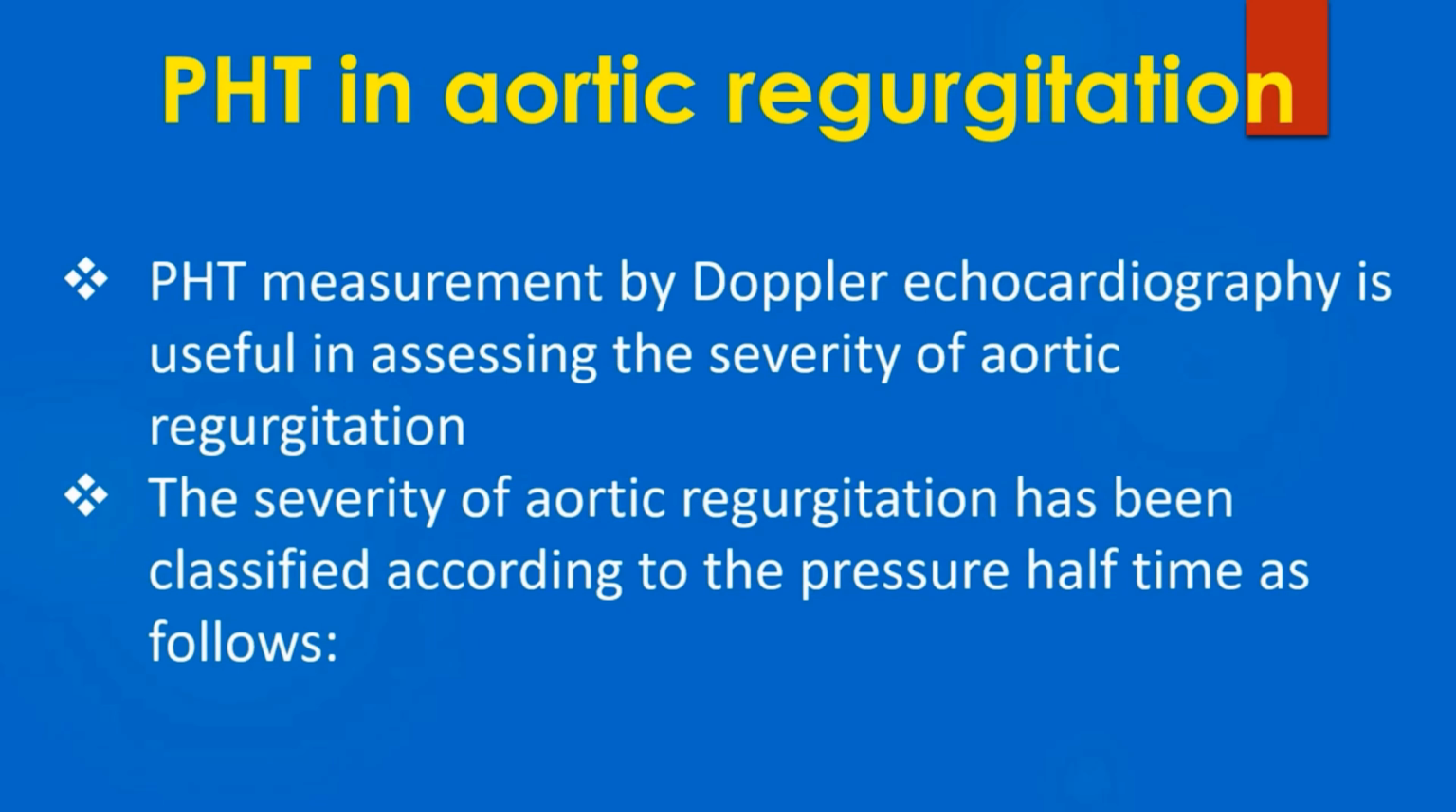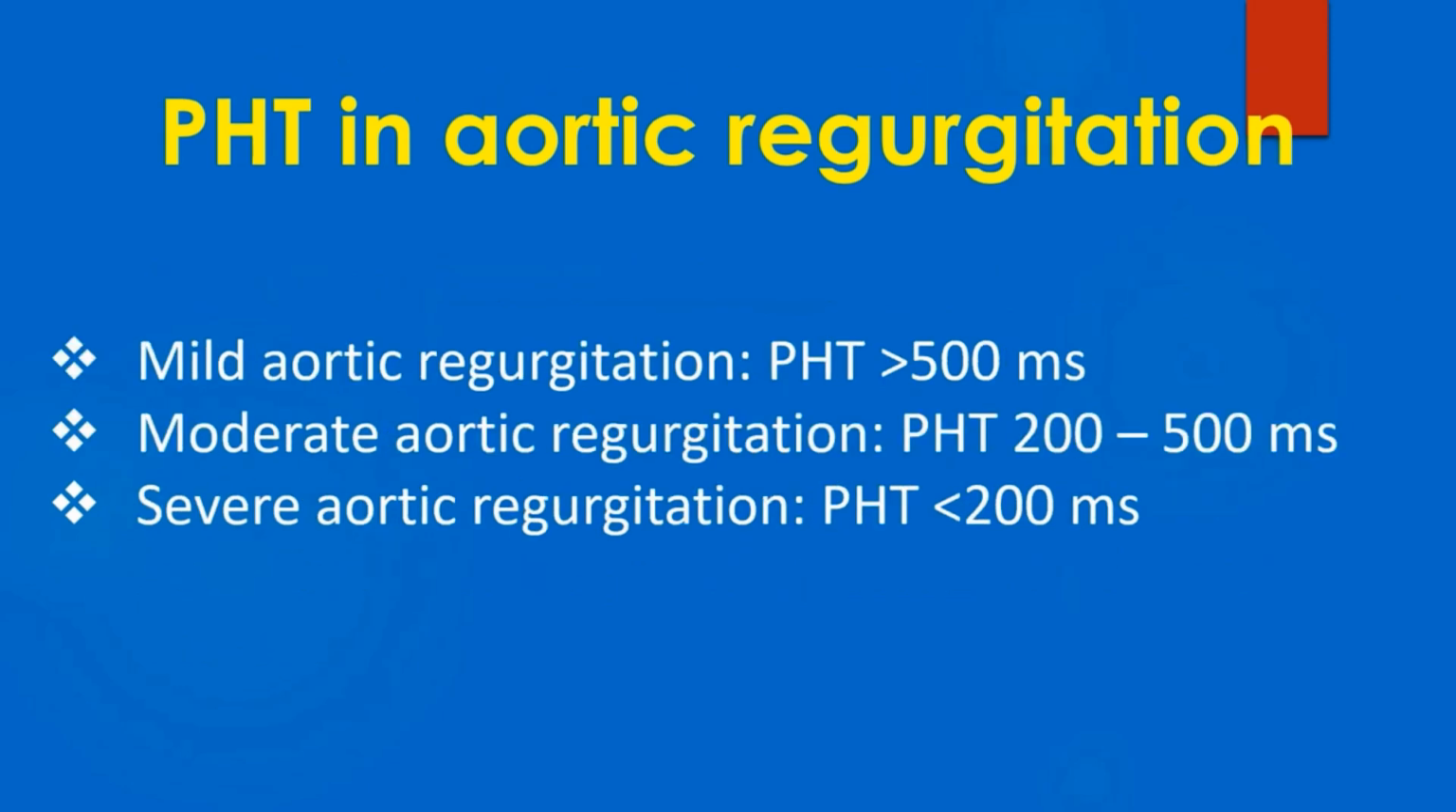PHT measurement by Doppler echocardiography is useful in assessing the severity of aortic regurgitation. The severity of aortic regurgitation has been classified according to the pressure half-time as follows. Mild aortic regurgitation, PHT above 500 milliseconds. Moderate aortic regurgitation, PHT between 200 to 500 milliseconds. Severe aortic regurgitation, PHT less than 200 milliseconds.